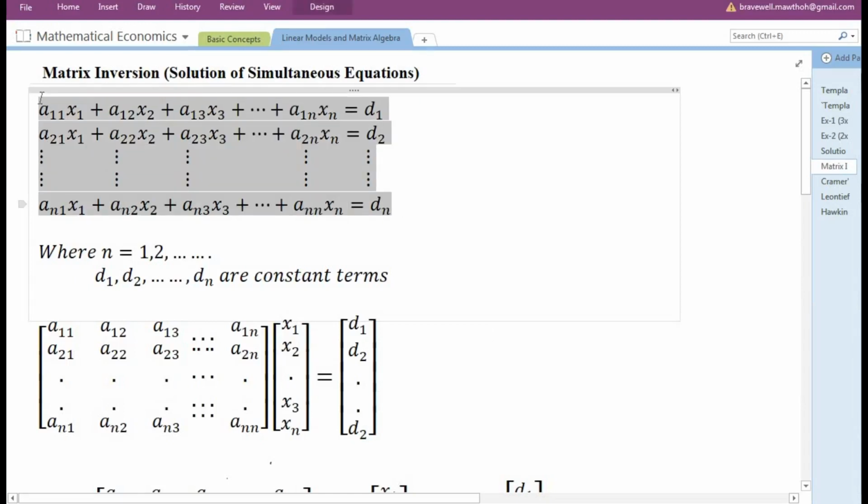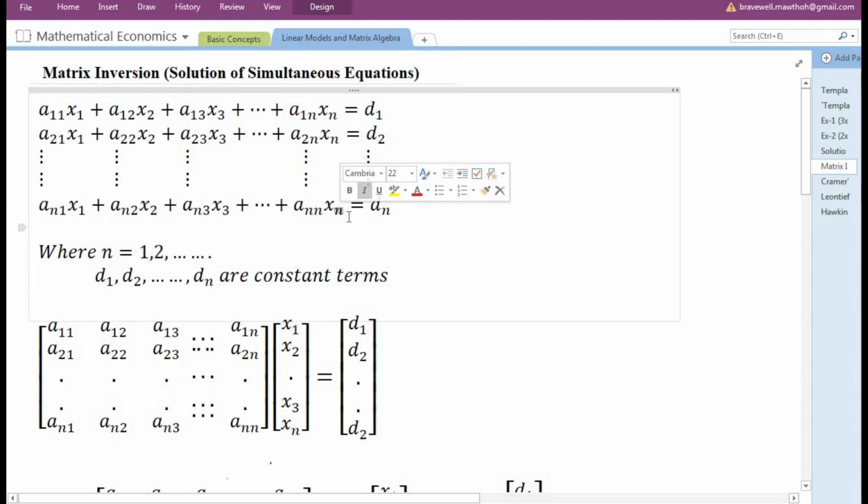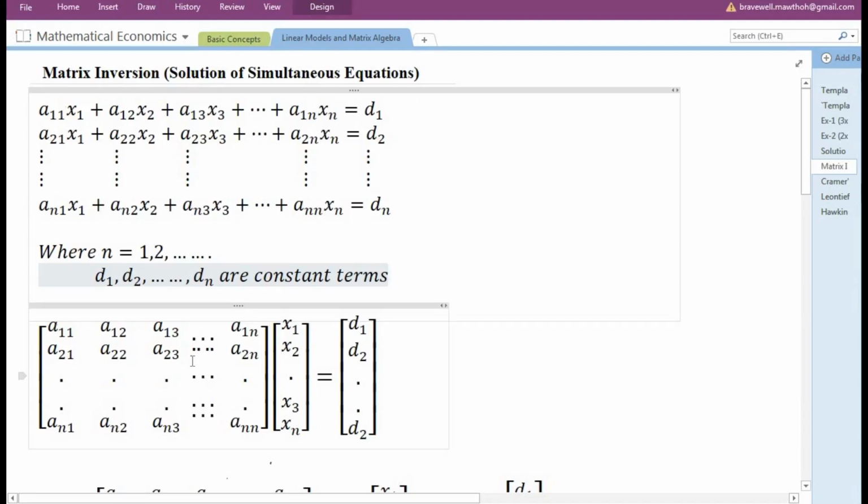So this is a set of simultaneous equations which has n variables and n equations. N out here can take any number. In this case, if n takes the value of 4, it means that there are 4 variables in this equation. Similarly, if n takes the value of 5, then it implies that there will be 5 equations. d1, d2 and dn are constant terms. Now we can rearrange this set of simultaneous equations in a matrix form.